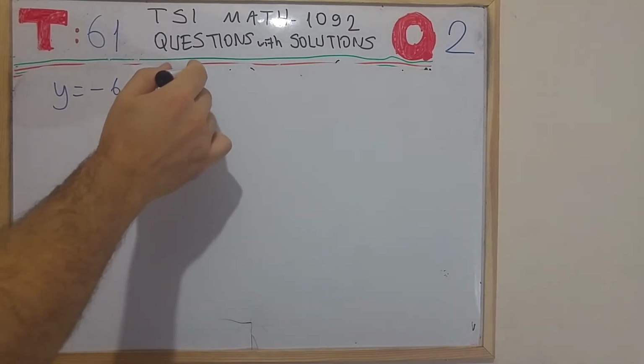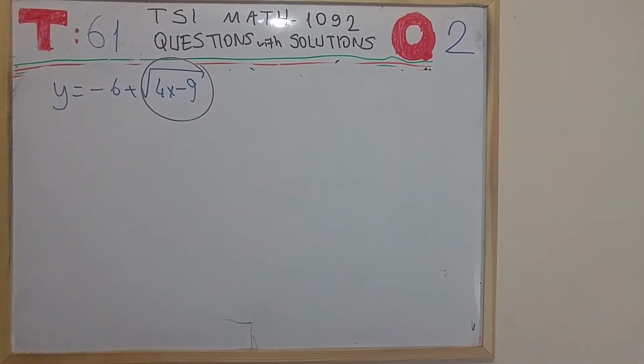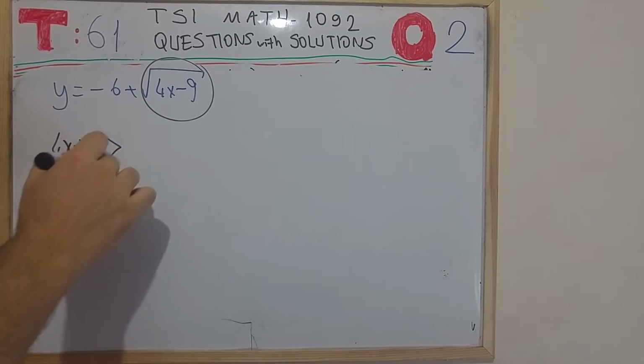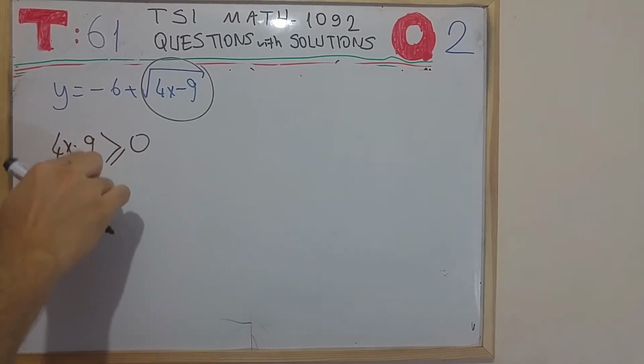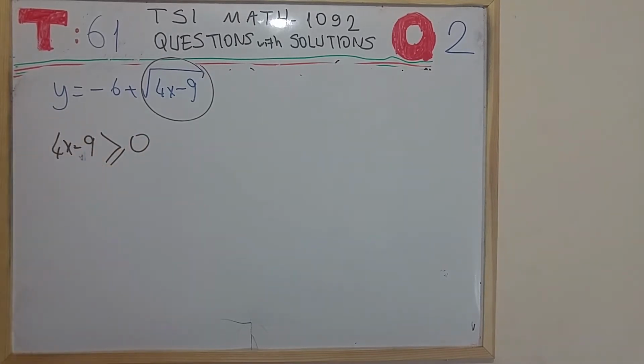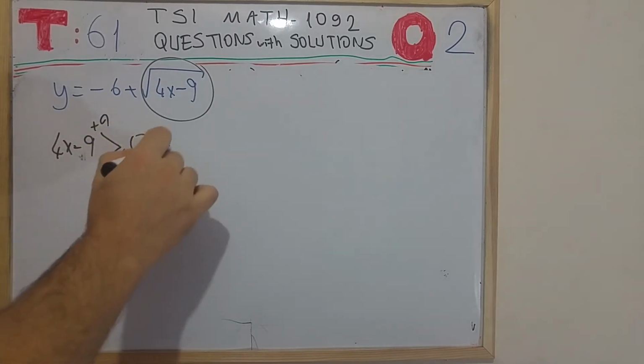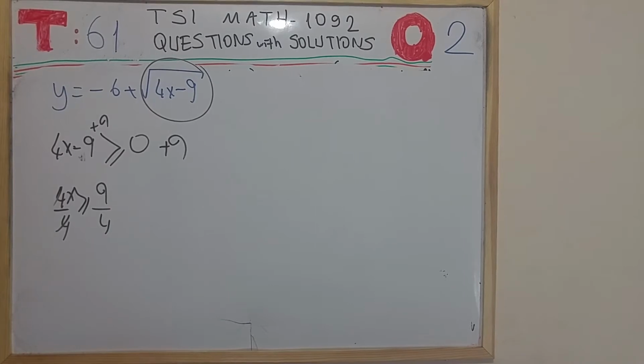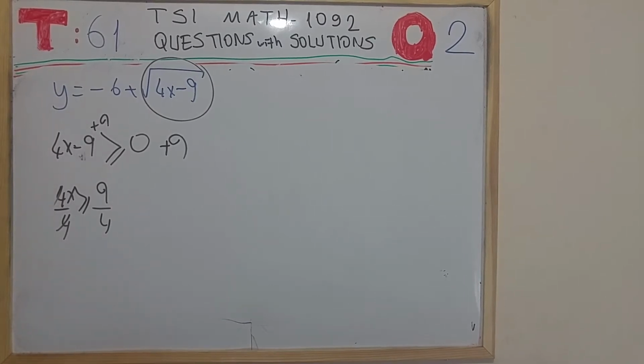The inside of the square root must be equal to or greater than 0 to have a real number solution. That's why 4x plus 9 must be greater than or equal to 0, which means that when I subtract 9 from each side, 4x must be greater than or equal to minus 9, and then when I divide each side by 4, x must be greater than or equal to minus 9 over 4.